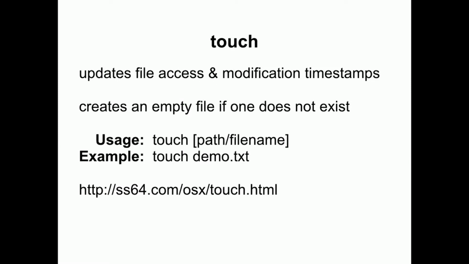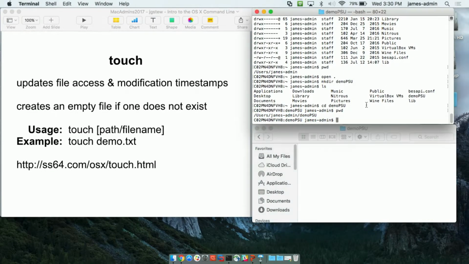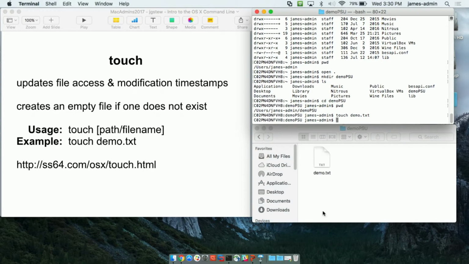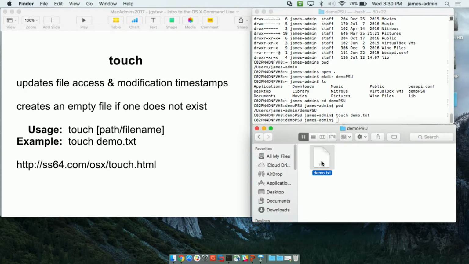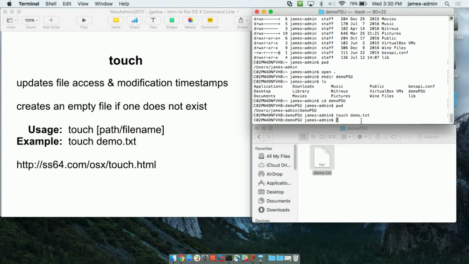So the Mac has a command called touch. And what this does is it updates a file's access and modification timestamps if the file already exists. If the file does not already exist, it actually creates the file that you tell it to touch. So in this case, I'm really more interested in the creating a file aspect of this. So I'm in this new folder that I created, and I can type touch demo.txt, and it's going to create that file down here. So now I have this empty file that I just created on the command line using the touch command.